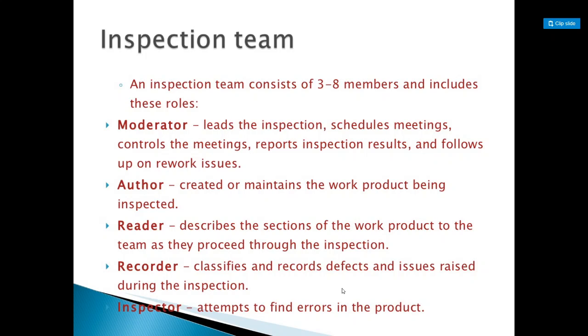Next one is the author. The author is the one who creates or writes the code, or creates or maintains the work product being inspected. Whatever project is being inspected, the one who maintains it is called the author. The reader is the one who describes what section of a project does what; he reads out what is being done in the project. The recorder classifies and records the defects, or whatever problems are raised during the inspection; he simply writes down all the information that is required. And the inspector is the one who tries to find the errors in this project.